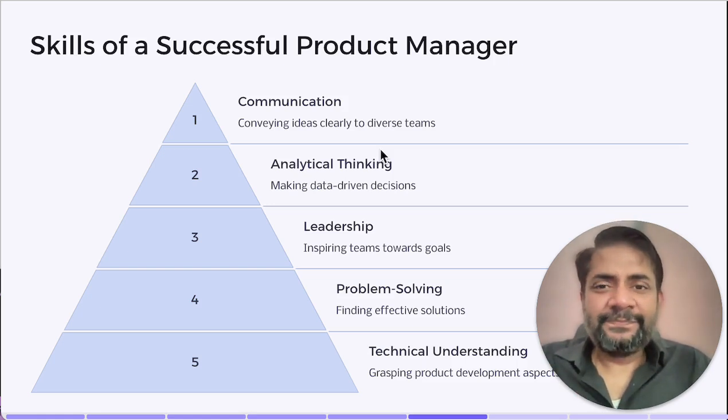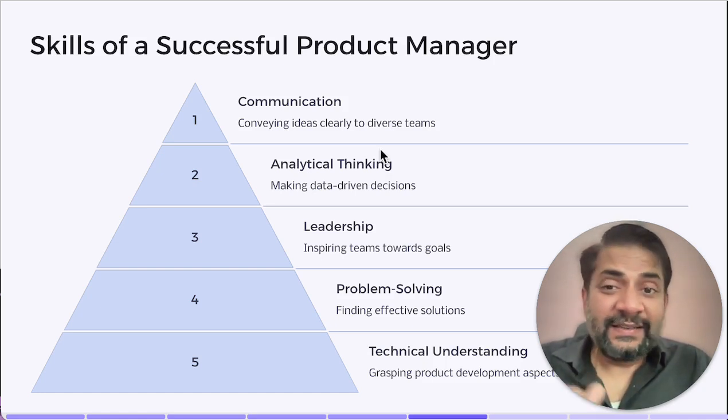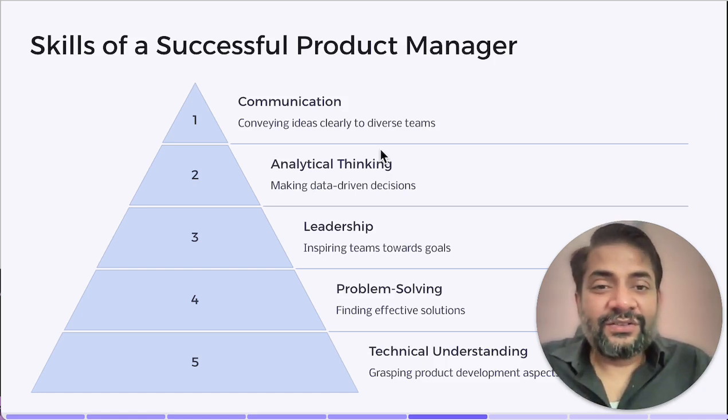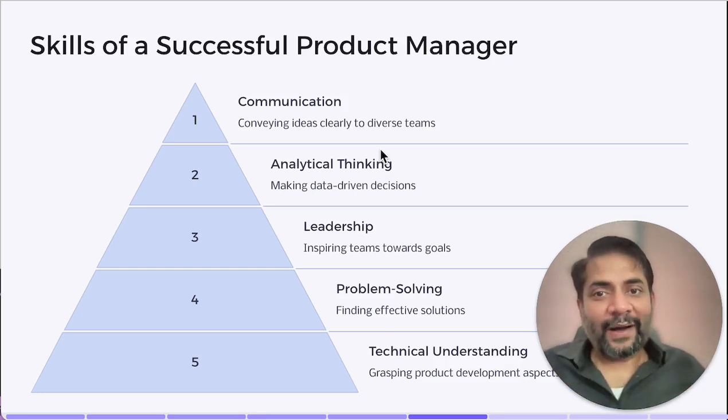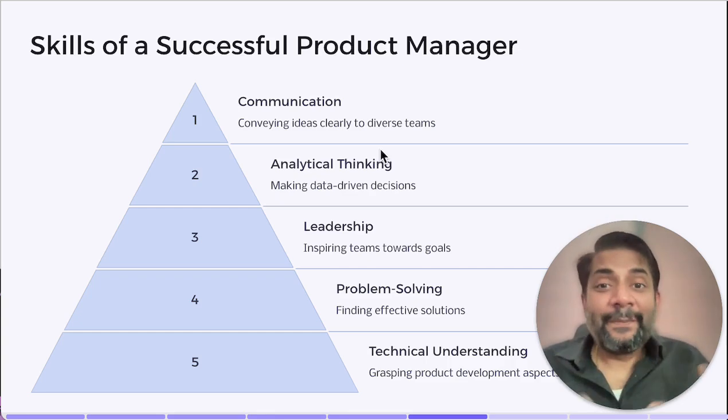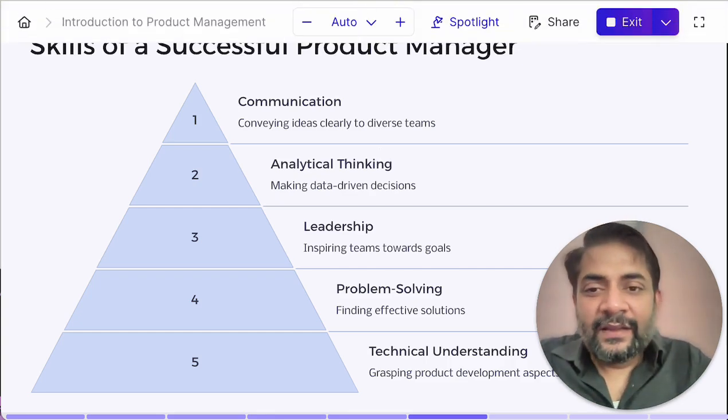Let's take an example. Imagine you are a product manager for a new mobile application. You will need to communicate the app features to developers, analyze user feedback to improve functionality, lead your team to meet deadlines, solve any technical issues that arise, and understand the underlying technology to make informed decisions. That's how wide the scope of being a product manager is.